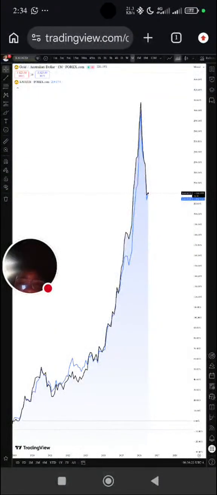Because it's volatile, right? It's very volatile. But then there's this assurance that whenever you take a trade, you always close on profit. You always close on profit. I always close on profit when I take the trade.